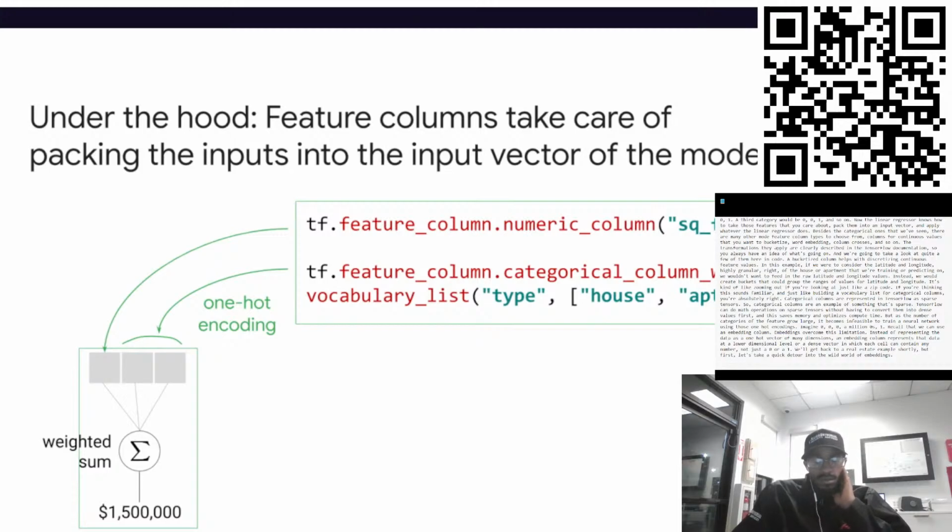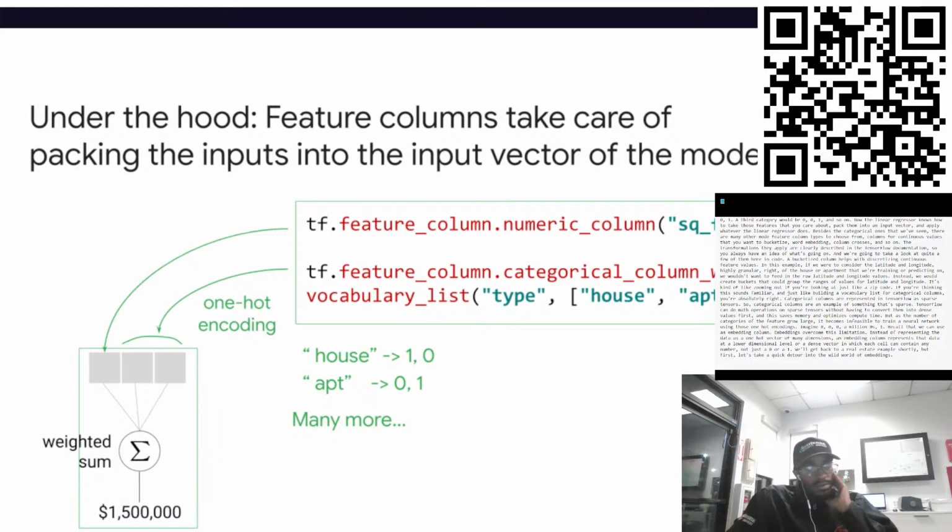The API implements various standard ways of helping you pack that data into those vectorized elements. Let's look at a few. Here, values in your numeric column are just numbers. They can get copied as they are into a single element of the input vector. On the other hand, categorical columns need to get one hot encoded. You have two categories, house or apartment. House will be 1, 0, and apartment will be 0, 1. A third category would be 0, 0, 1, and so on.